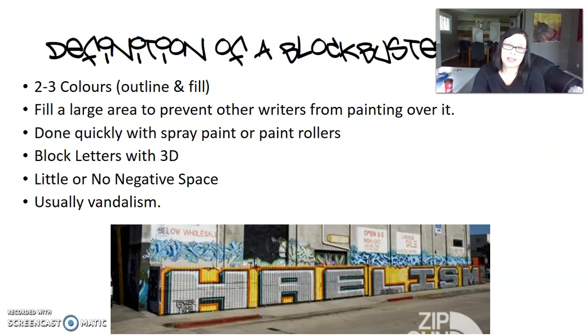So the definition of a blockbuster is 2 to 3 colors, an outline and a fill. You do a large area to prevent other writers from painting over top of it. It's done quickly with spray paint or paint rollers. There are block letters with 3D, there's little or no negative space, and they're usually vandalism.